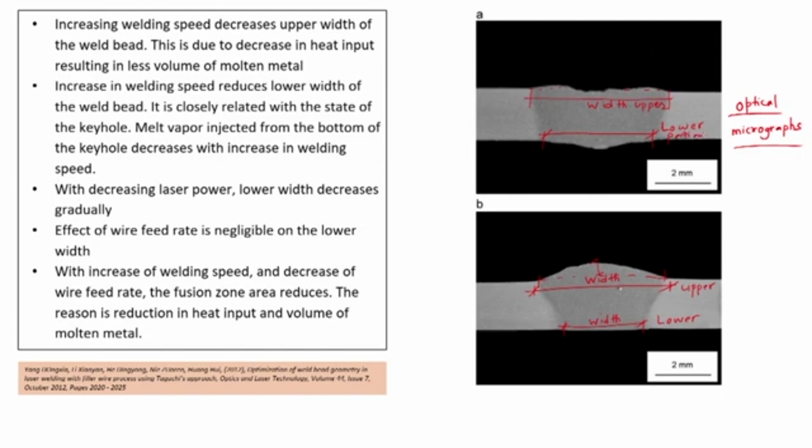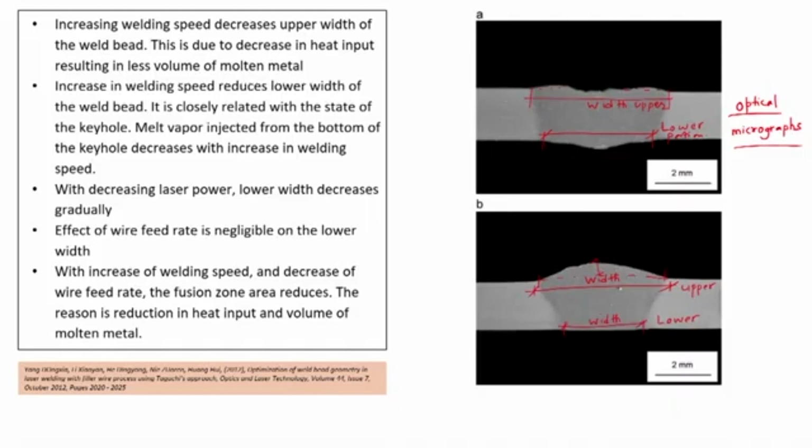Now, after carrying out multiple experiments and studying these optical micrographs of all the specimens, some of the observations are there on your screen. When we increase the welding speed, the upper width of the weld bead is reducing, it is decreasing. So, an interesting phenomenon is occurring. When the speed is getting increased, the width is getting reduced. This is due to decrease in the heat input, resulting in less volume of molten metal.